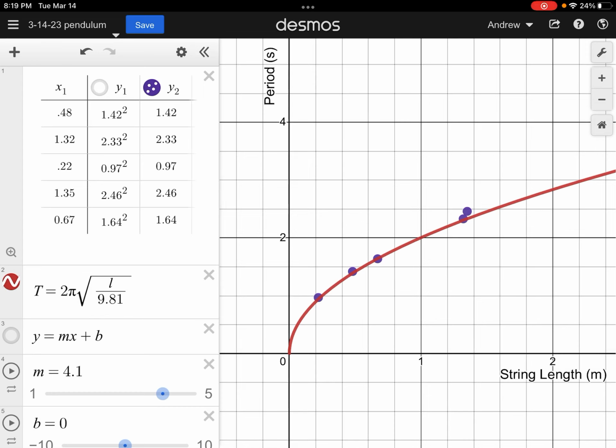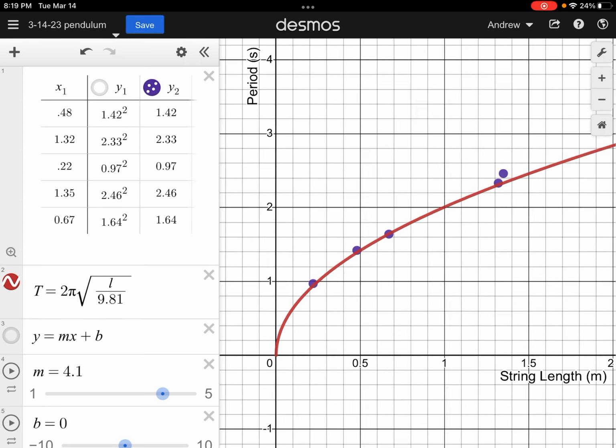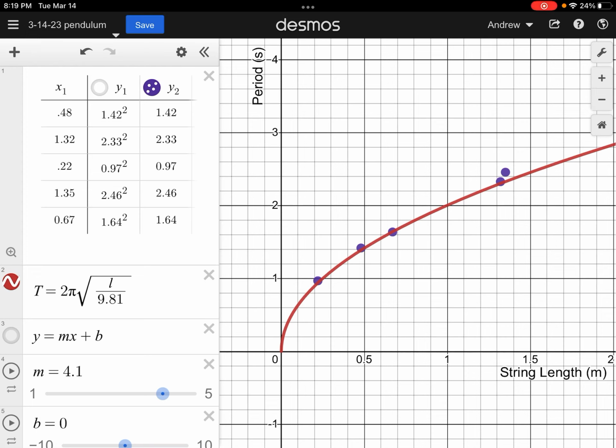So it knew to graph it the way we wanted, and then you can see the data passes through all the points that were collected except for one. Maybe one point was just a little bit off in terms of how the period was measured, or how the string length was measured. But it really matched up well for 4 of the 5 data points. That shows the relationship between period and string length is a square root relationship.